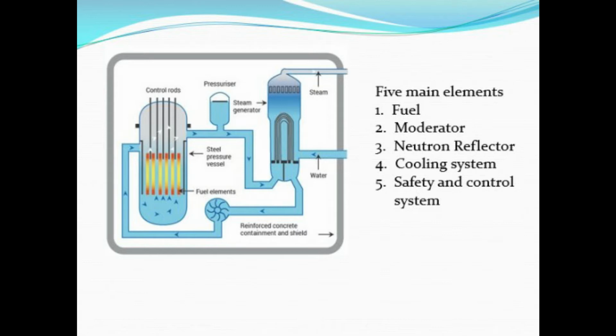Figure shows the main elements of a nuclear power reactor. A nuclear reactor consists of 5 main elements. 1. The fissionable material called fuel. 2. Moderator. 3. Neutron reflector. 4. Cooling system. 5. The safety and control system.